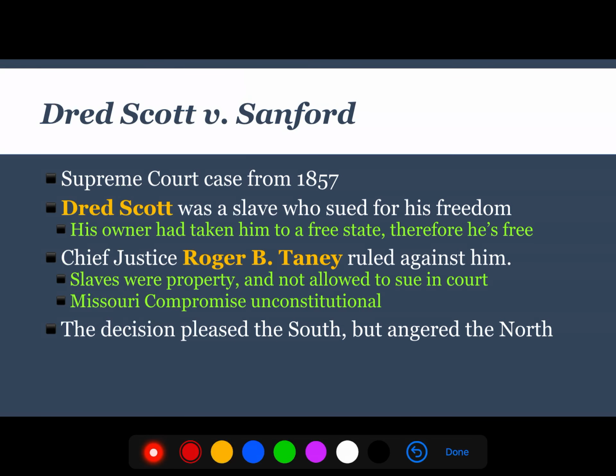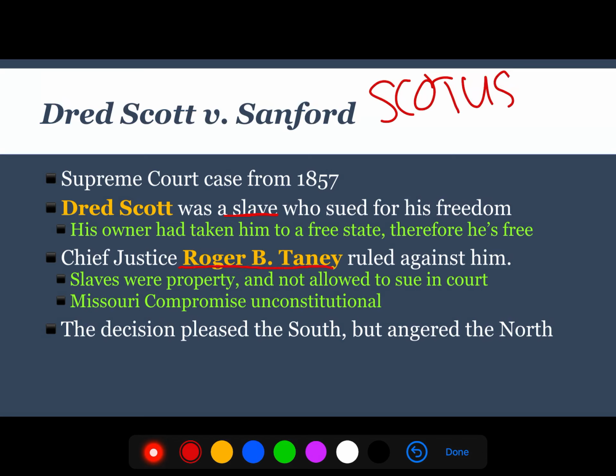The next big piece is Dred Scott versus Sanford. So this is a SCOTUS case. So this is Supreme Court of the United States. This is a case between Dred Scott, who was a slave, who sued for his freedom. And his rationale for suing for his freedom is that he and his owner had moved from Missouri, which was a slave state, to Illinois, which is a free state. So Scott's decision is that I live in a free state now. I am a free man. And he's not wrong. But the problem that he runs into ultimately is this guy, Roger B.